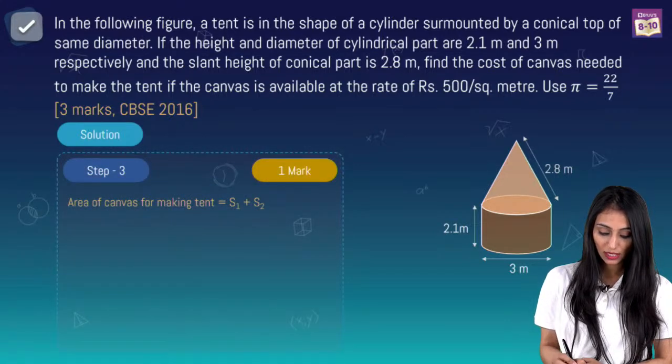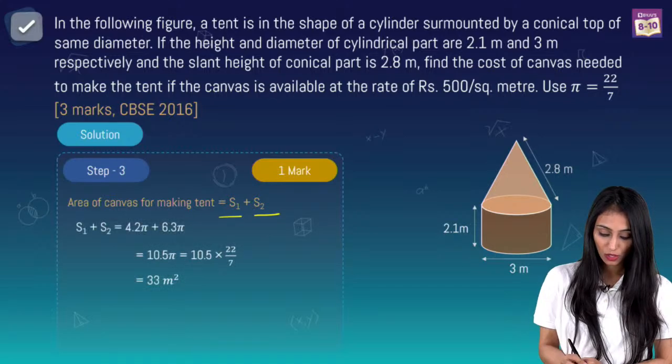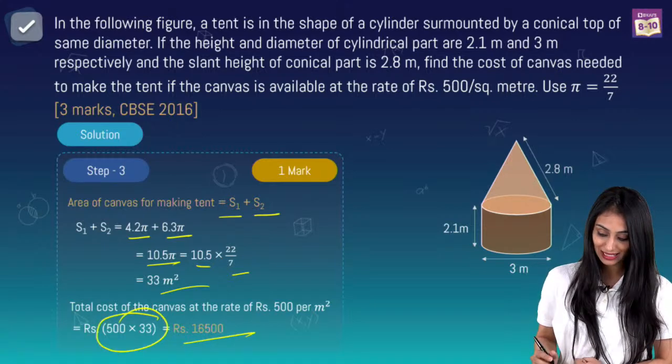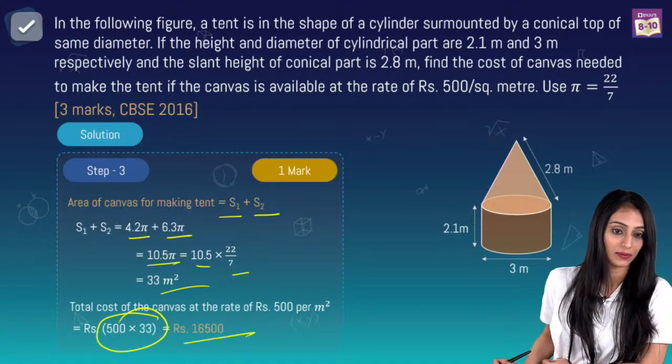So this is going to be what? Area of canvas is S1 plus S2, 4.2 pi plus 6.3 pi, this is 10.5 pi, 10.5 into 22 by 7, that's 33 meters square. So the total cost of canvas that we will have here is 500 into 33, that's 16,500. Yes, that's the answer. Sujata.